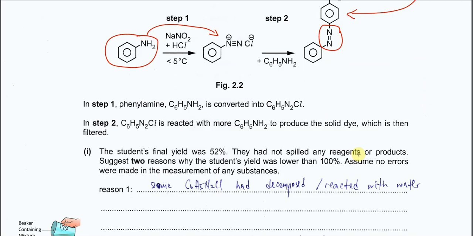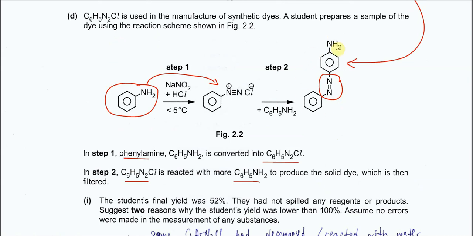Okay, so I hope you understand what I told you just now. In step 1, phenylamine is converted to this benzene diazonium chloride. Step 2, the benzene diazonium chloride reacts with the phenylamine to produce the solid dye, which is this one.